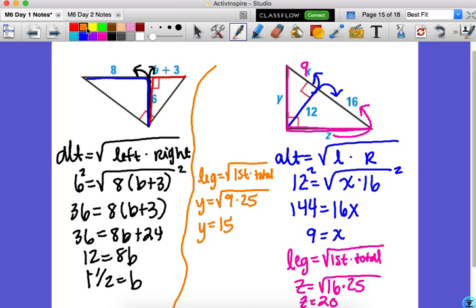Again, guys, you can use your similar triangles. So if you wanted to solve each of these using similar triangles, you can do that by setting up small, medium, large over small, medium, large and solving for each of these variables. It's entirely up to you which process you prefer.